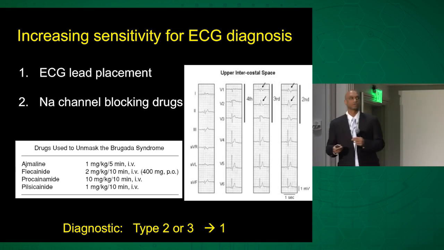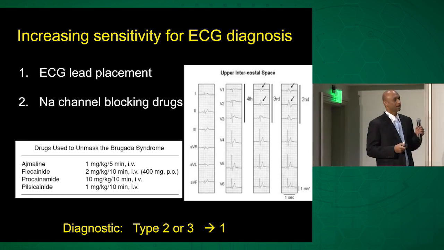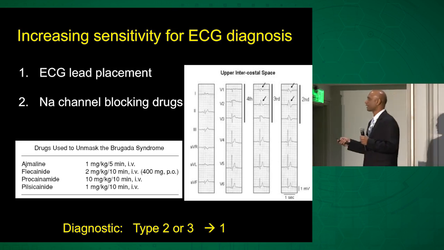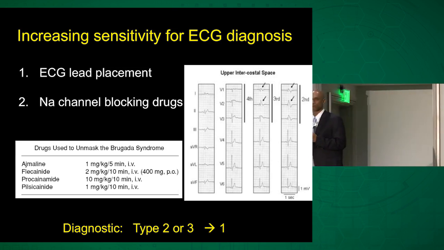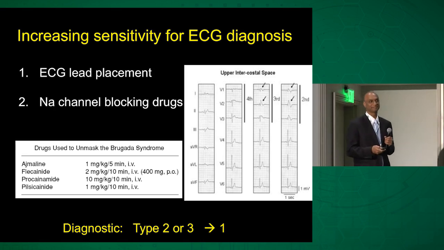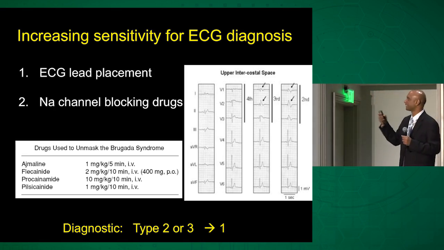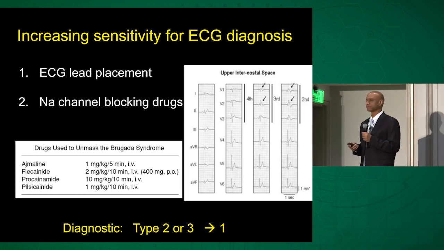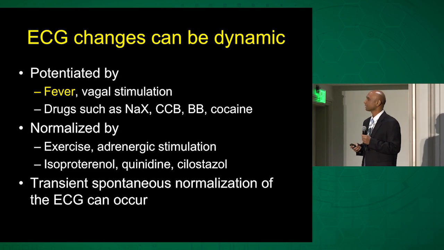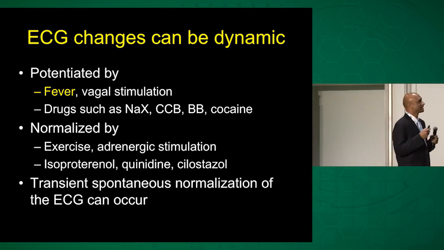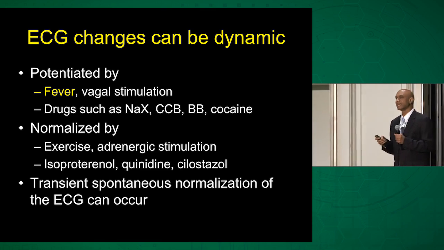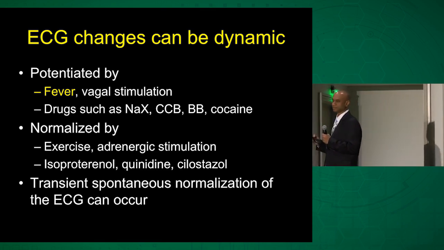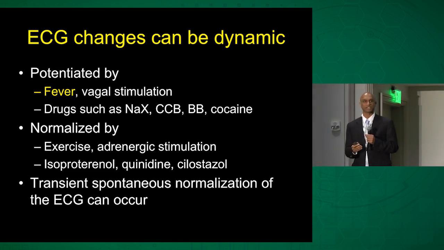Sometimes you can also use sodium channel blocking drugs to see if you can convert a type 2 or 3 to type 1. And when sodium channel blocking drugs are used, this has to be done in a controlled setting in the EP lab and not in a clinic setting. Because not only may patients convert to type 1 pattern, that might also trigger episodes in these patients. What makes the diagnosis even more challenging is that the ECG changes are often fleeting, and transient normalization of ECG can occur spontaneously in these patients.